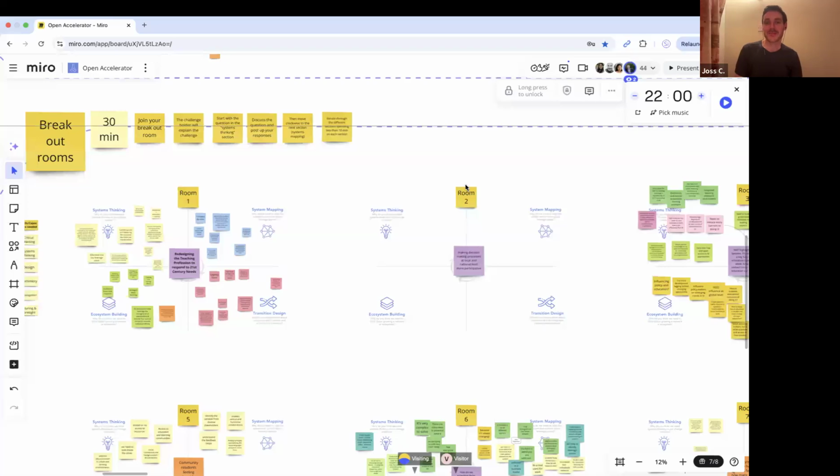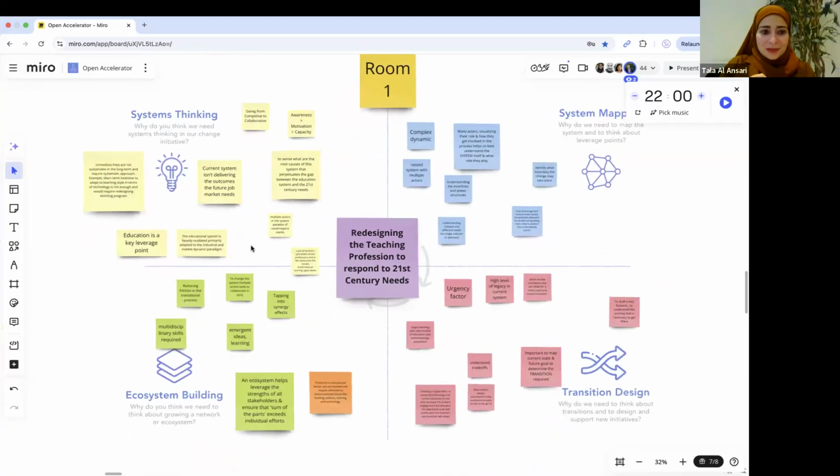Very good. So we were looking at redesigning the teaching profession in the 21st century. And obviously we thought you need systems thinking because this is one of those wicked problems that has a lot of stakeholders. And the current system isn't really delivering the outcomes that we're looking for in terms of future skills and the future of work, which is probably why this room also had a lot of joiners as well.